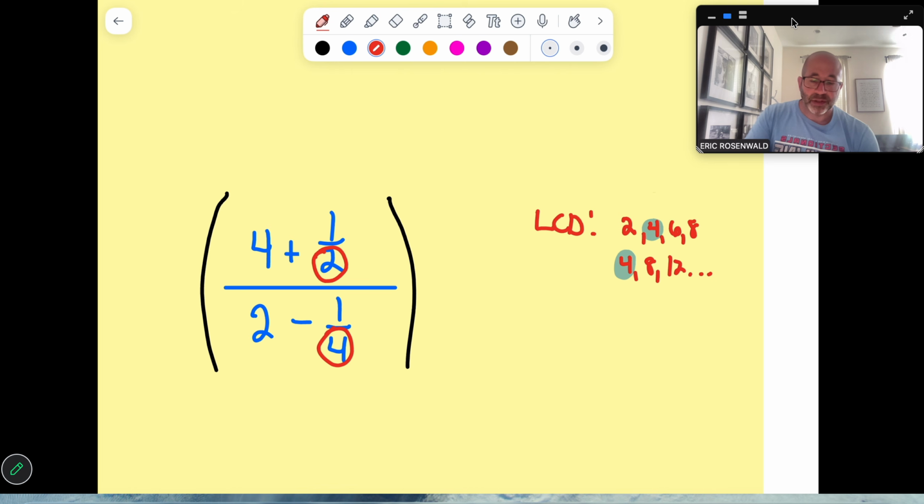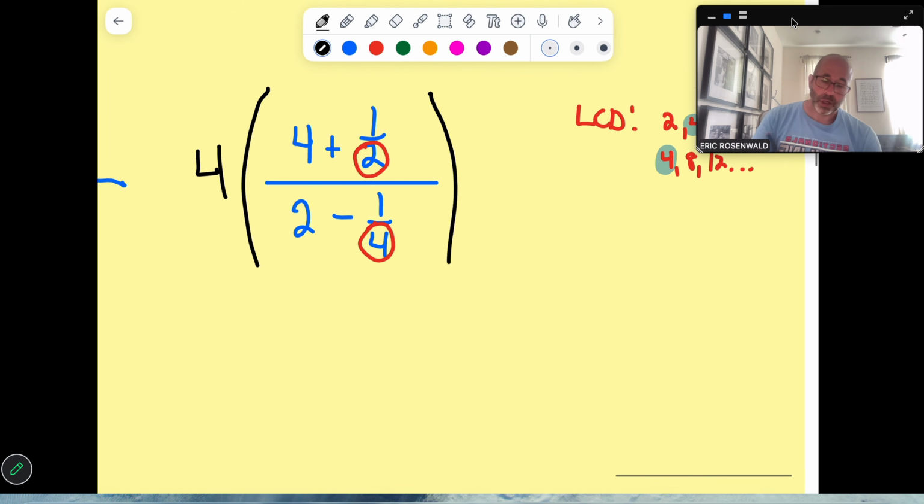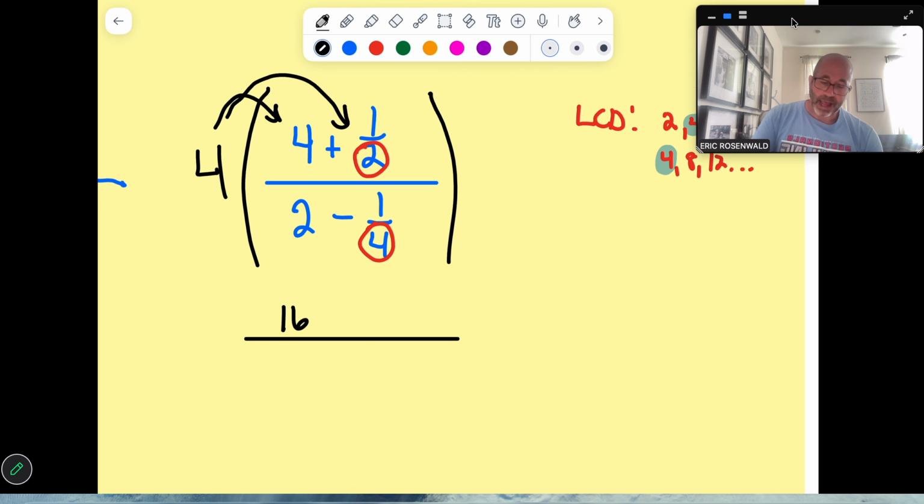And so what that means is we're going to take and multiply everything in this problem by the LCD, which is 4. So what does that mean happens? Well, if I multiply everything by 4, this is going to turn into 16. Half of 4 is equal to 2. 4 times 2 is 8. And 4 times negative 1 fourth is negative 1.